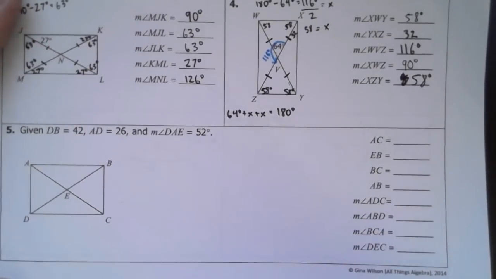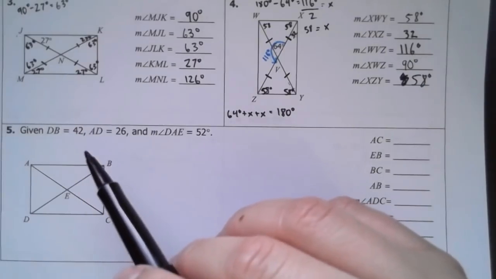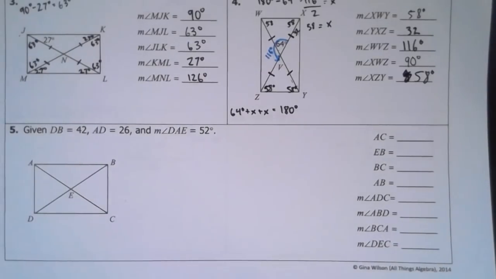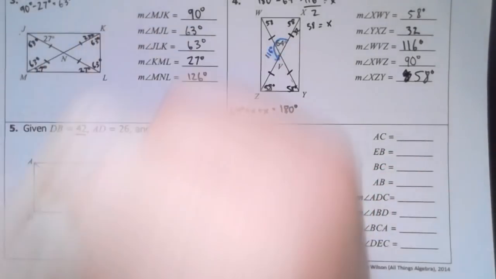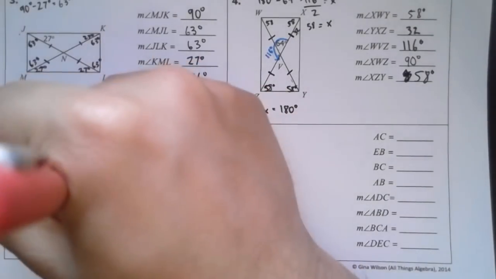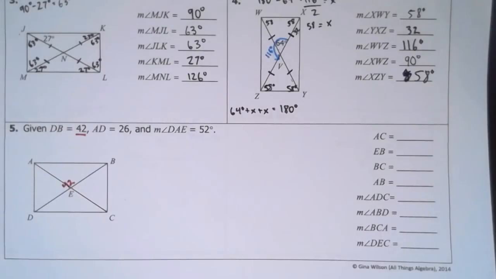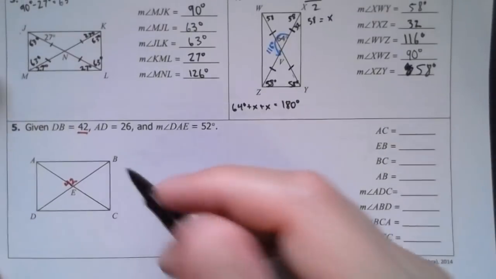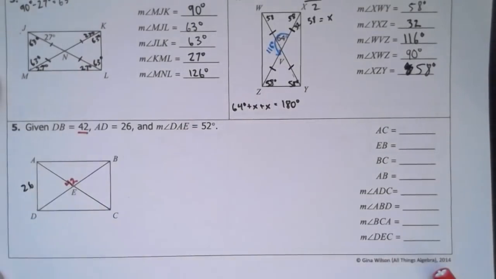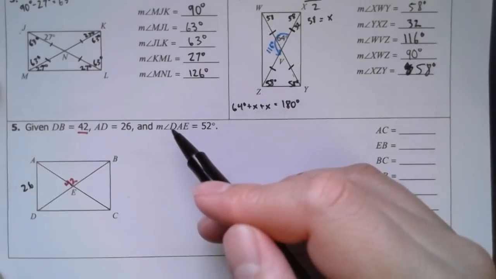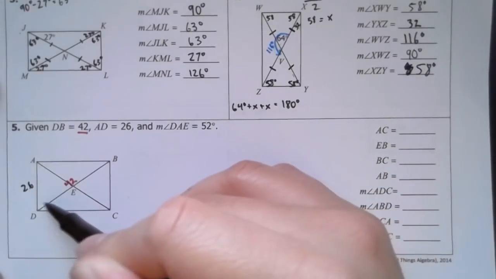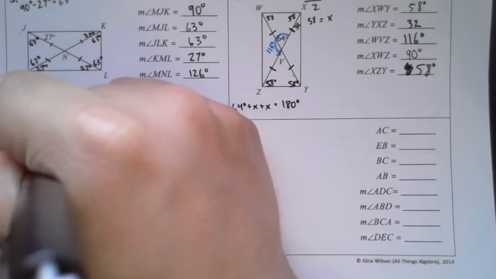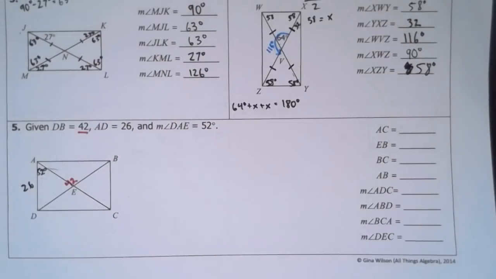Number 5, it says, given that DB is 42. DB is the entire diagonal here. Let me use red for DB. The entire thing is 42. AD is one of the side lengths here, 26. And then the measure of DAE is 52 degrees. Find the rest.